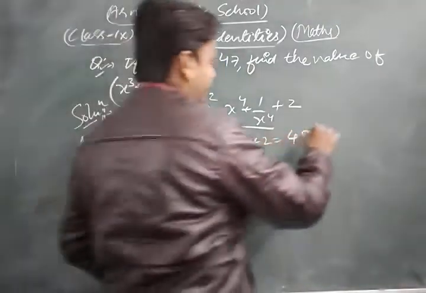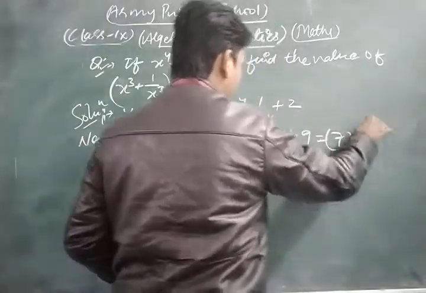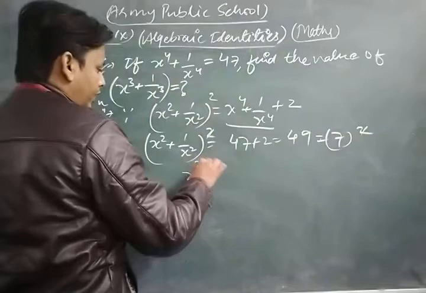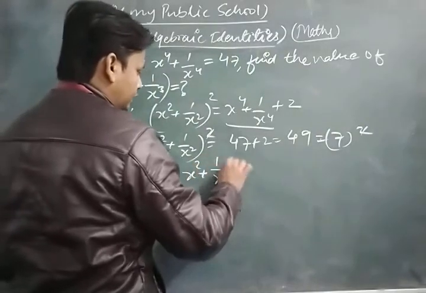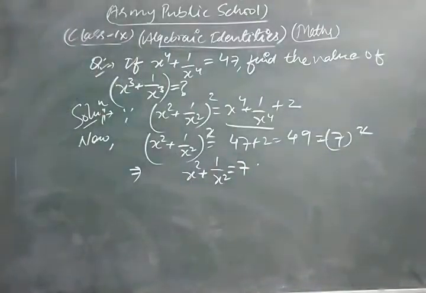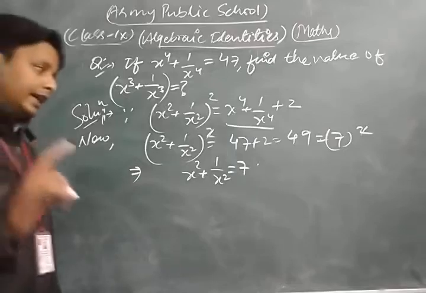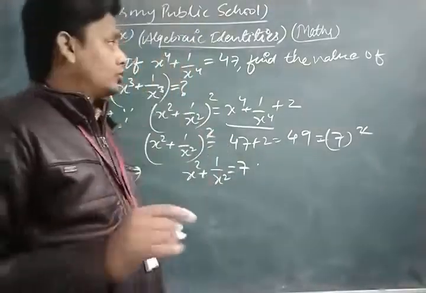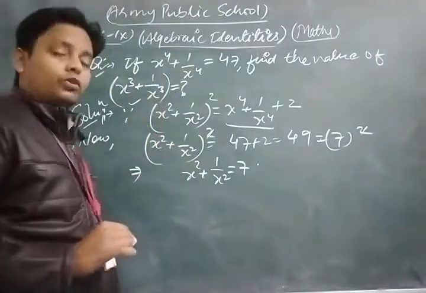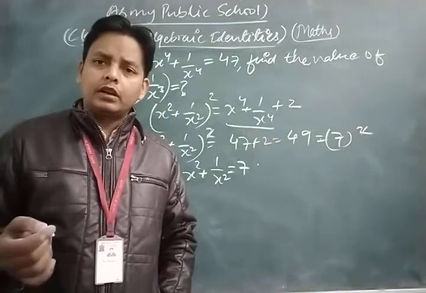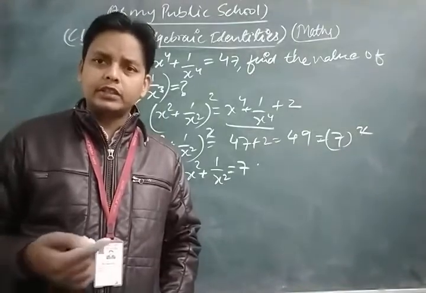Thus 49 is the square of 7, so the square and the root cancel each other. So we have the value of x square plus 1 upon x square, that is 7. Now we again apply the identity, because we just need to find the value of x cube plus 1 upon x cube. So before that we find the value of x plus 1 upon x, and after that we find that value.